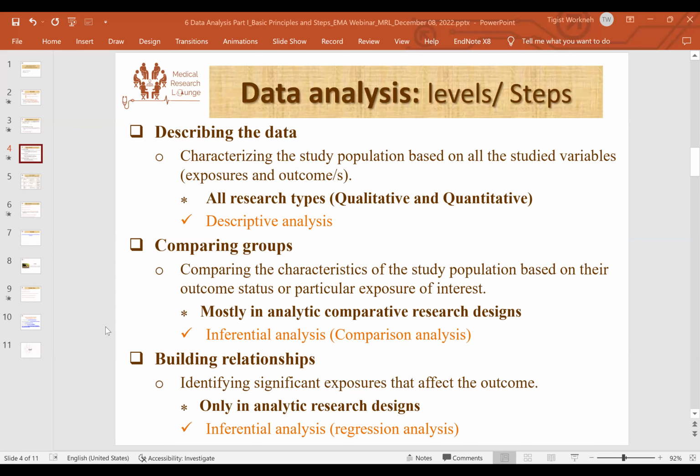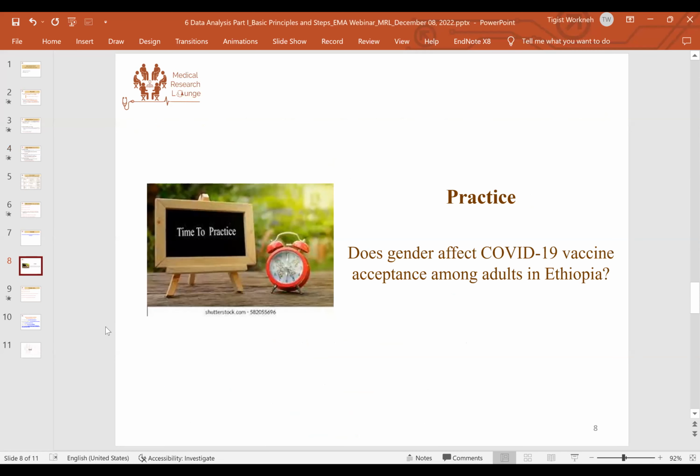So to have a complete understanding, let's go through it. This is my research question. Does gender affect COVID-19 vaccine acceptance among adults in Ethiopia? So write this research question down and let's go through it together.